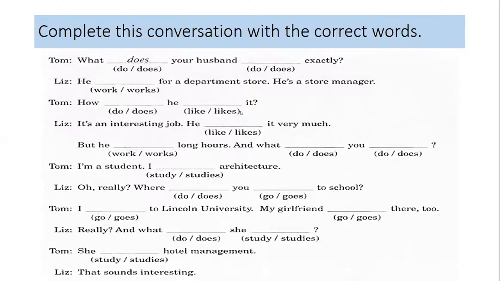Now, we are going to choose there, for each one of these, like Daisy just did. We are going to choose one of the options that we have at the bottom, right? So we look here and see, what does your husband do exactly. Then we have work or works, do or does. We have different options and we're going to complete the conversation with those options, okay? Now let's go ahead and please take a screenshot because we're going to do this activity individually.